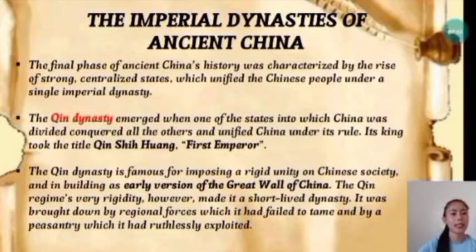The Qin dynasty is famous for imposing a rigid unity on Chinese society and for building an early version of the Great Wall of China. The Qin regime's very rigidity, however, made it a short-lived dynasty. It was brought down by regional forces which it had failed to tame and by a peasantry which it had ruthlessly exploited.